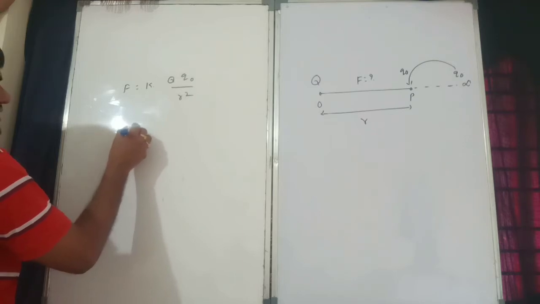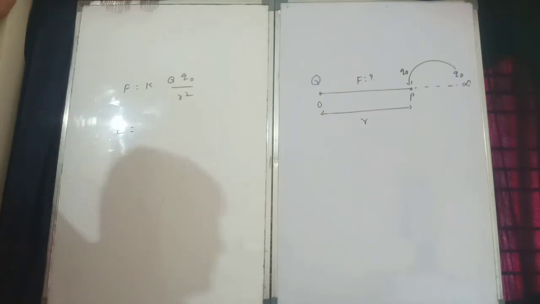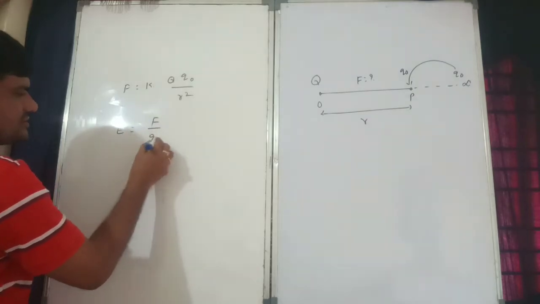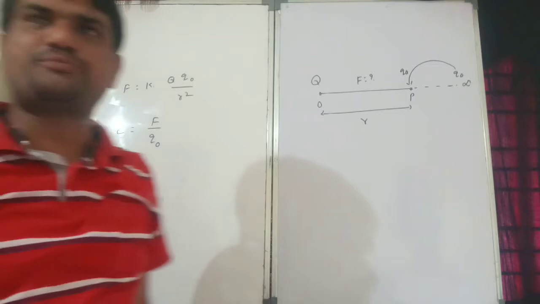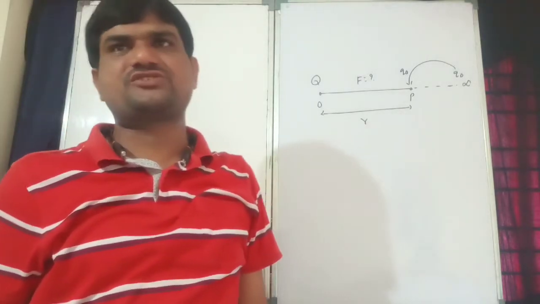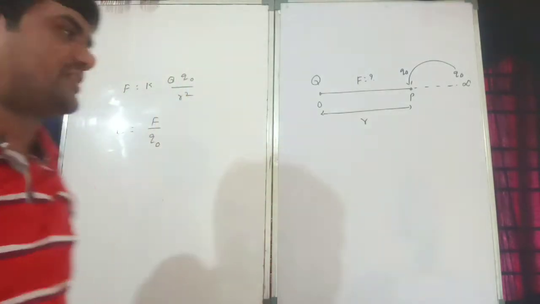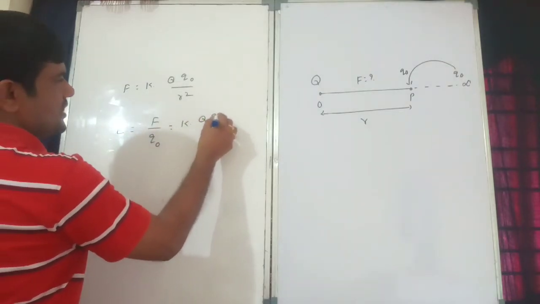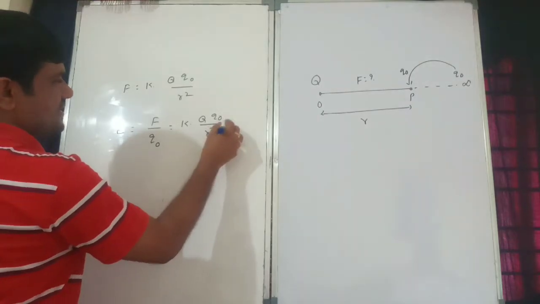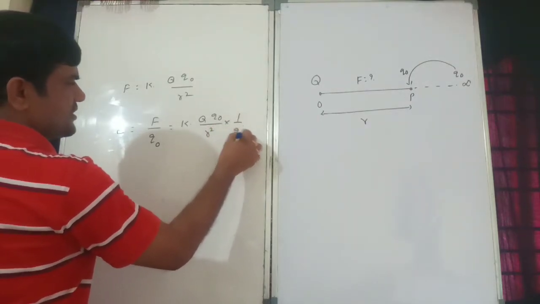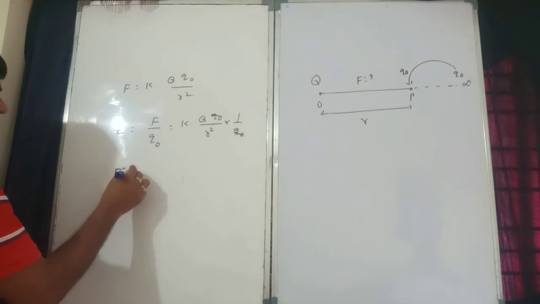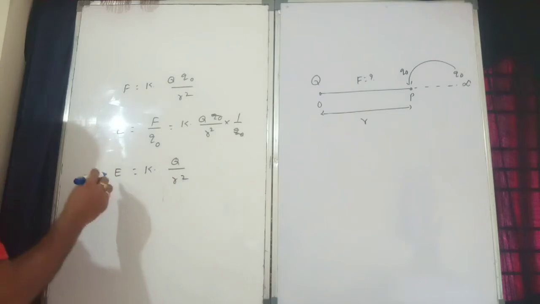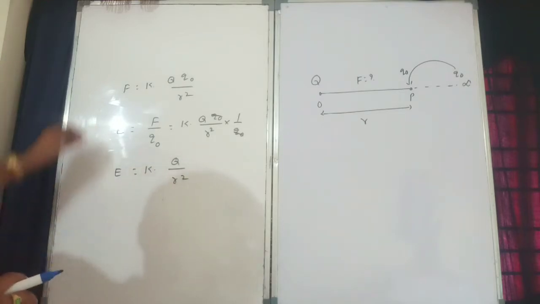Similarly, what is the electric field formula? F by Q naught. The force experienced by unit test charge is known as electric field intensity. So K into Q naught by R square into 1 by Q naught. Q naught gets cancelled. Therefore, E is equal to K into Q by R square.